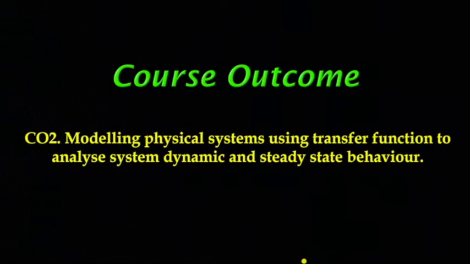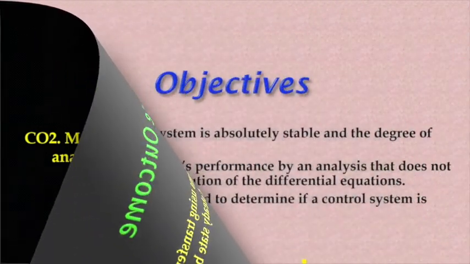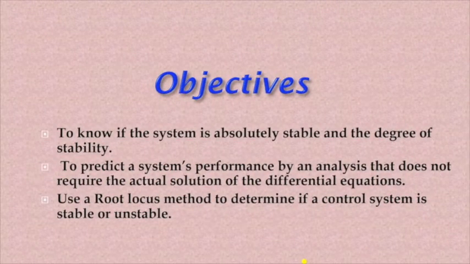Course outcome: modeling physical systems using transfer function to analyze system dynamic and steady state behavior. Objectives: to know if the system is absolutely stable and the degree of stability; to predict a system's performance by an analysis that does not require the actual solution of the differential equations; and to use the root locus method to determine if a control system is stable or unstable.